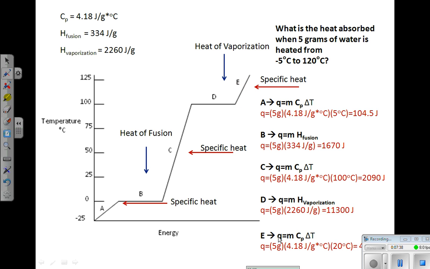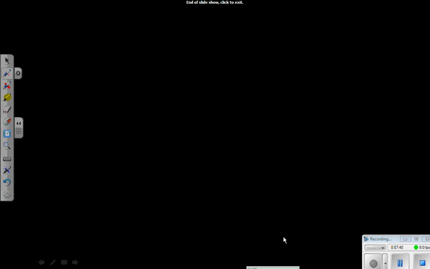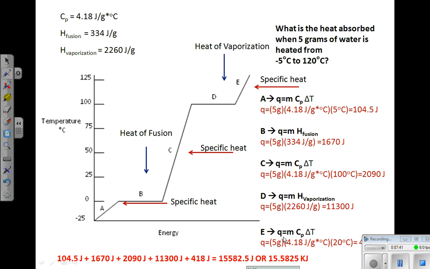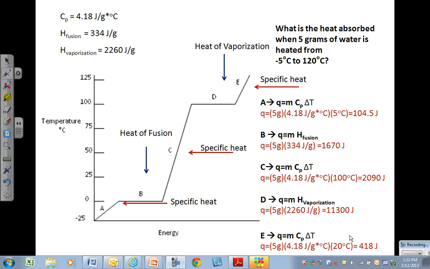And finally, we need to raise the temperature of that gas to 120 degrees. So we're going to multiply the mass times the specific heat times the change in temperature, which is 20 degrees. So now we have values for all of these regions.